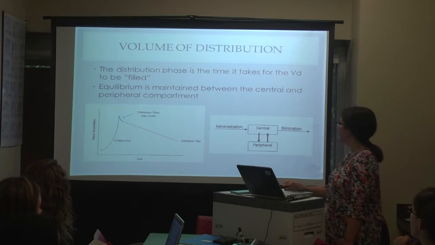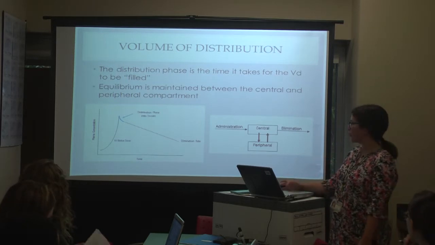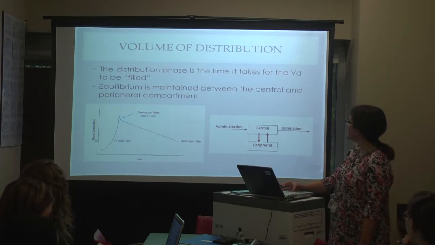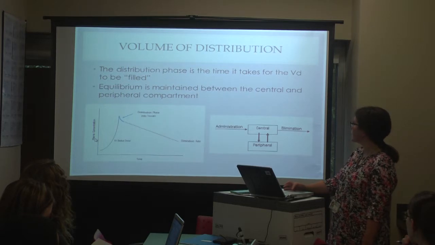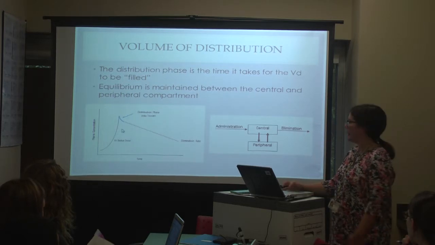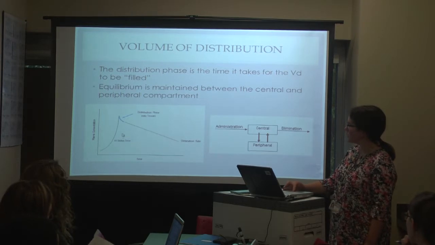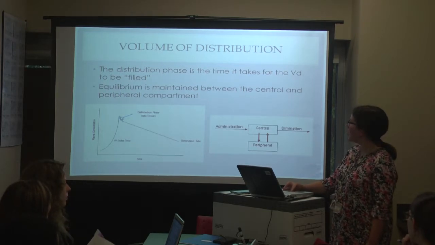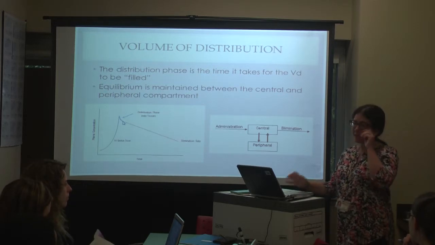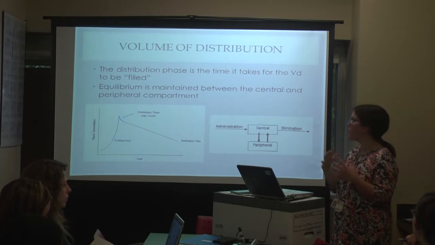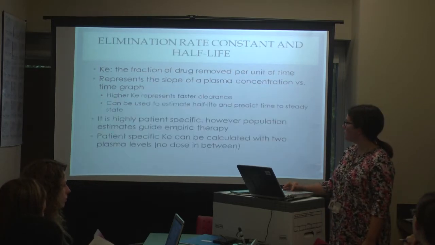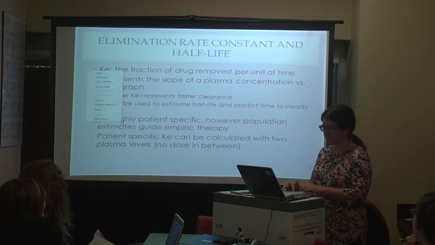Looking here, you can see how the drug would distribute throughout the body. The distribution phase is the time that it takes for the Vd to be filled. If we're giving a medication, you see during the IV bolus dose, the concentration is going up, and then you're going to have the distribution phase into the tissues. While it's in the blood, your concentration is going to be high, but while the drug distributes out into the body, that concentration is going to decrease.